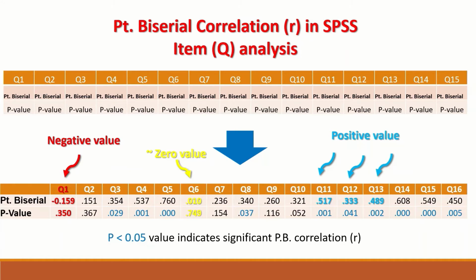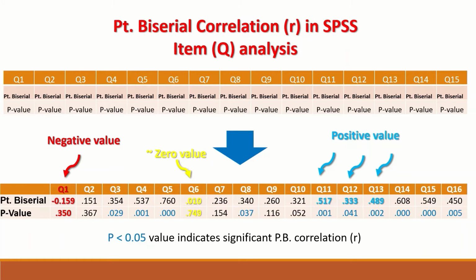In the red labeled scores, question number 1, we see that the value is negative and it is not significant because the P value is greater than 0.05. This question number 1 indicates that higher performing students are answering this question wrongly and low performing students are answering it correctly. So this question is a very bad question that needs to be removed from the exam as it is negative.